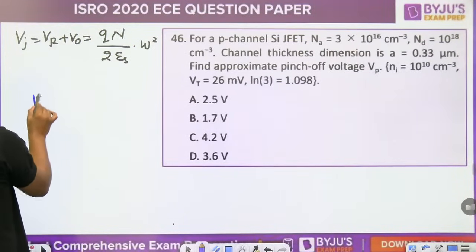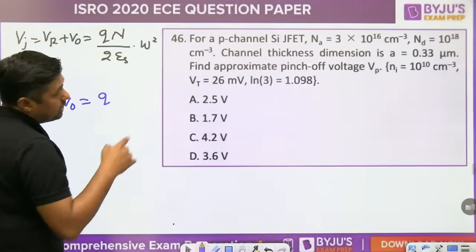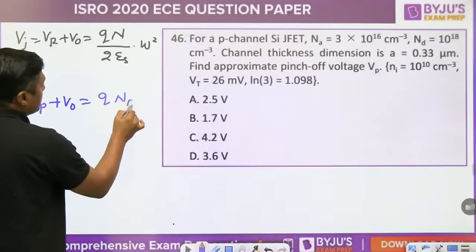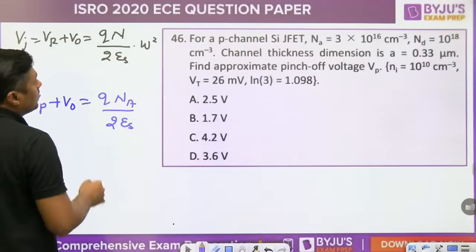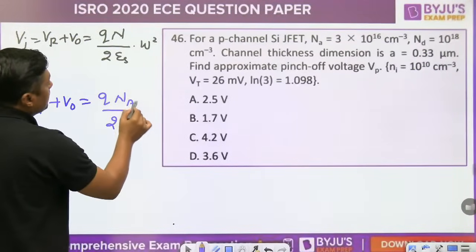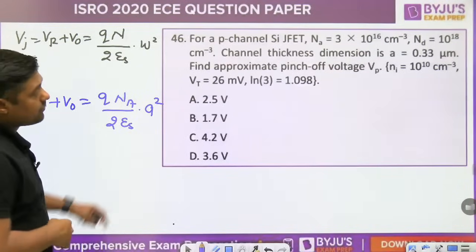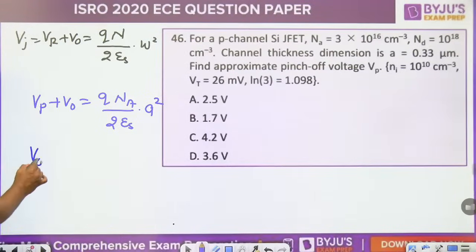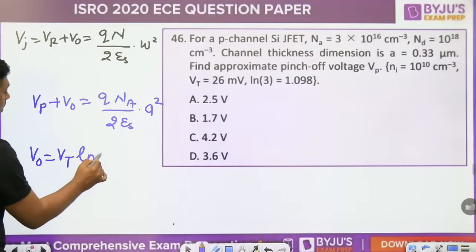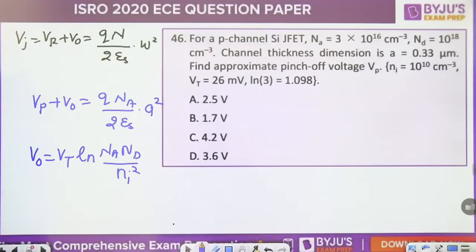So Vr is equal to Vp. Vp plus V0 is equal to Q, right? And that is with the lower doping, Na upon 2 epsilon s, that is the permittivity of semiconductor, into W square. In place of W square you have to put A square. Then the pinch off voltage, approximate pinch off voltage. Here you have to find the built-in potential V0 equals Vt log of Na Nd by Ni square. From that you have to find the V0.